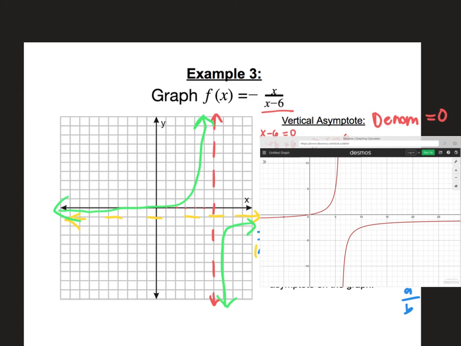All right, and that is how you graph f of x equals negative x divided by x minus 6. From here, you should be going to Schoology to finish today's homework. If you have questions or need help, please reach out to your teachers.